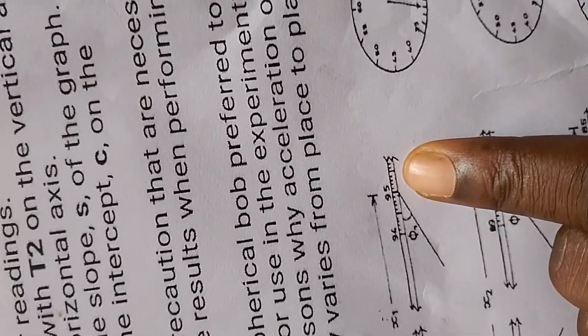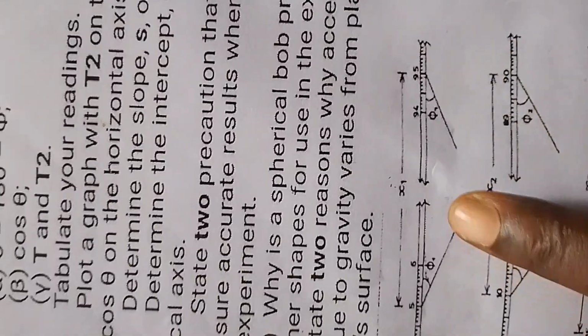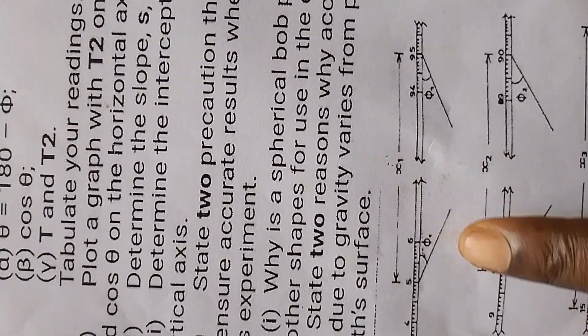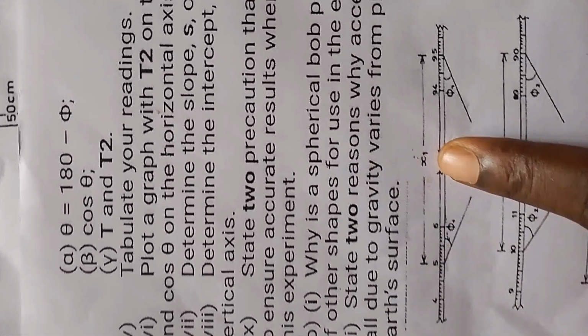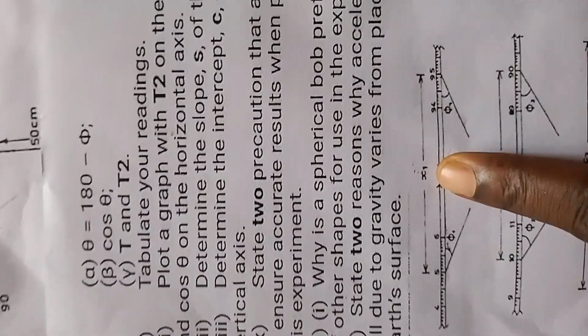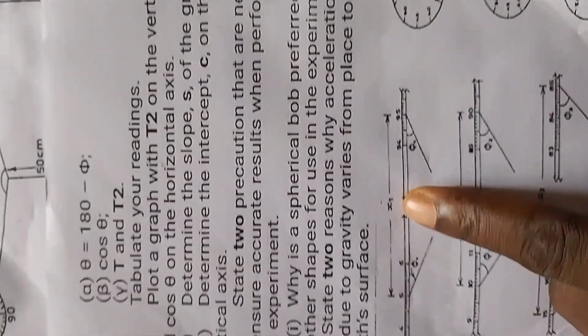Now, if you look at it, this is 5 centimeter, while this is 95 centimeter. It means x1 is going to be between 5 and 95. It means 5 off, then the other 5 off, that is 10. So in between is 90 centimeter. Do you understand that? That will be x1.